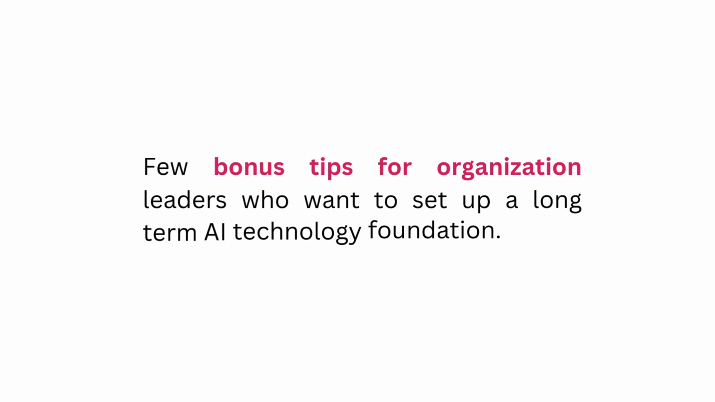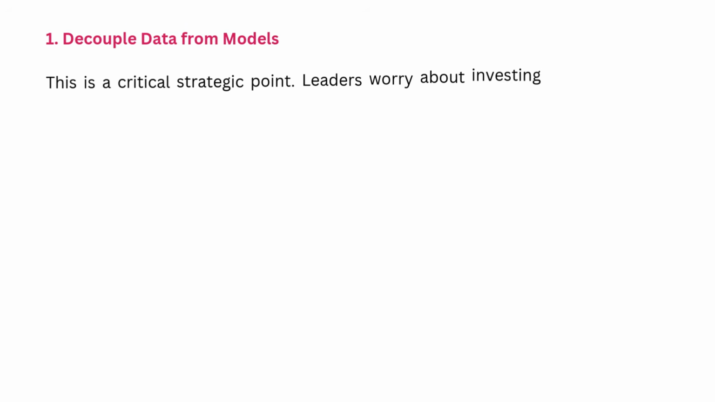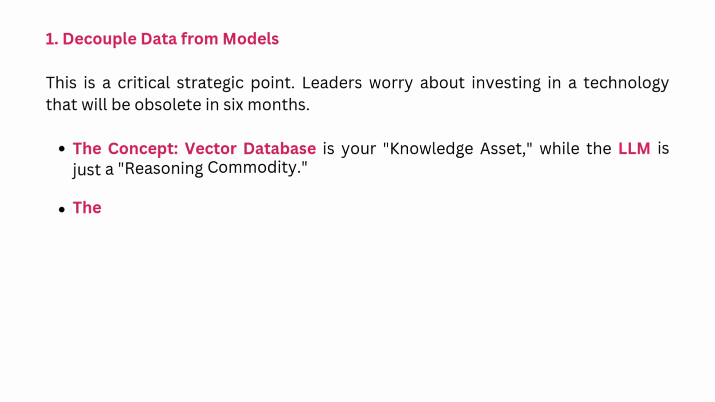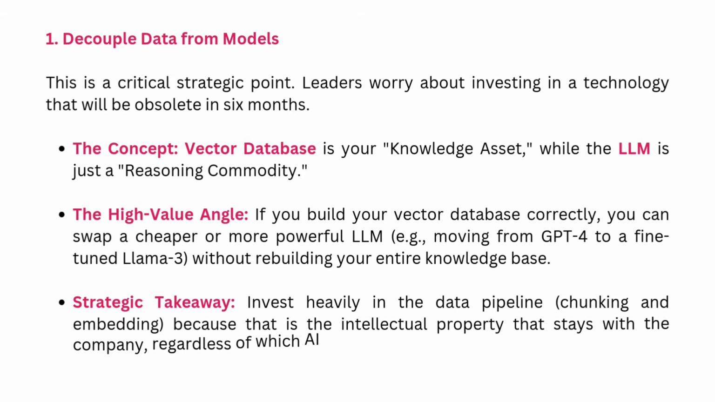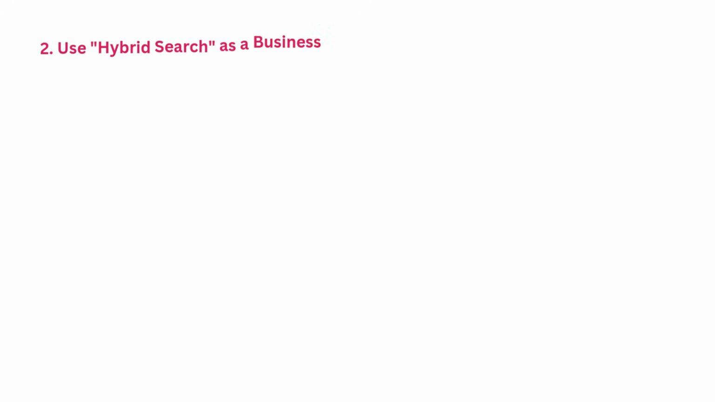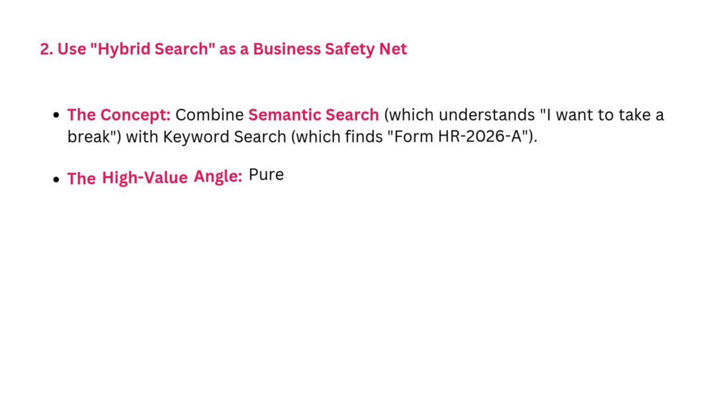Here are a few bonus tips for organization leaders who want to set up a long-term AI technology foundation that is solid and future-proof. First one, decouple data from models. Your vector database is your asset. The LLM is a commodity. If you build your data pipeline right, you can swap GPT-4 for a newer model in 6 months without rebuilding your knowledge base. Second one, hybrid search is your safety net.